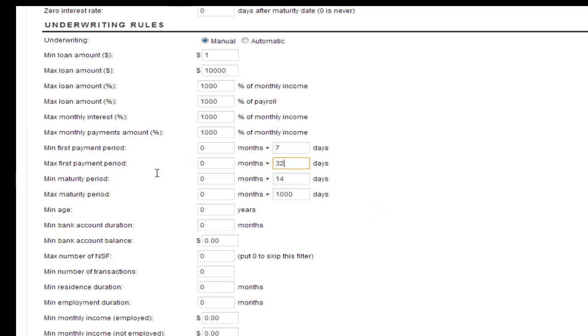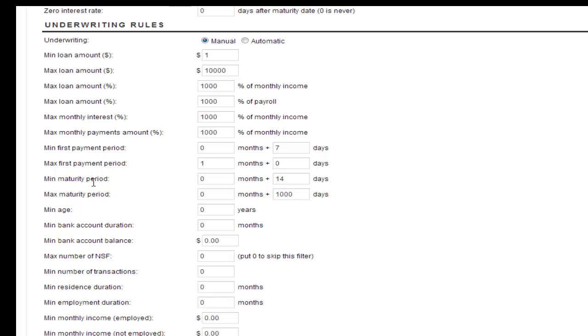But we'll keep the maximum first payment at, instead of 32 days, we'll just make it a month, because the months differ and it'll be easier to keep track of for this sake if we just switch it to a month. So 1 month, 0 days, that's the maximum first payment period. Now, next, minimum maturity period.